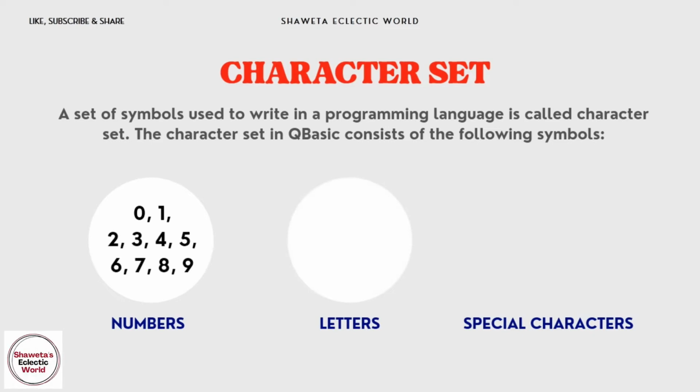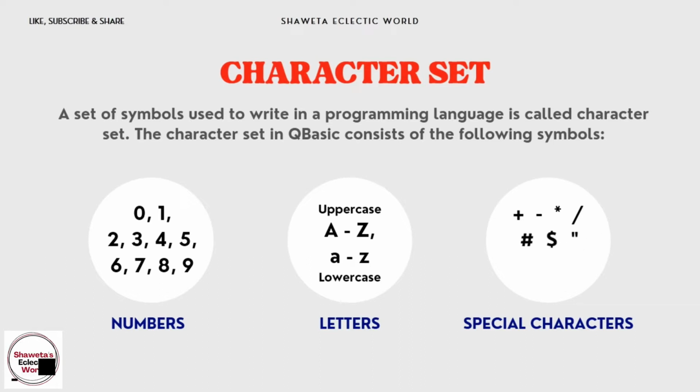The second type of character set is letters. Letters are in uppercase A to Z and in lowercase a to z. The third one is special characters. Special characters include plus, minus, multiplication, division, hash, dollar, inverted commas, less than, greater than, bracket start, and bracket close.